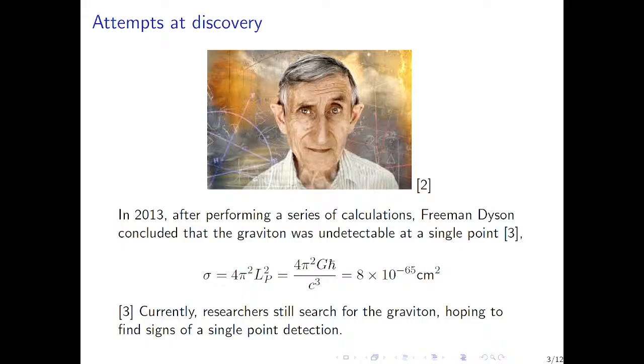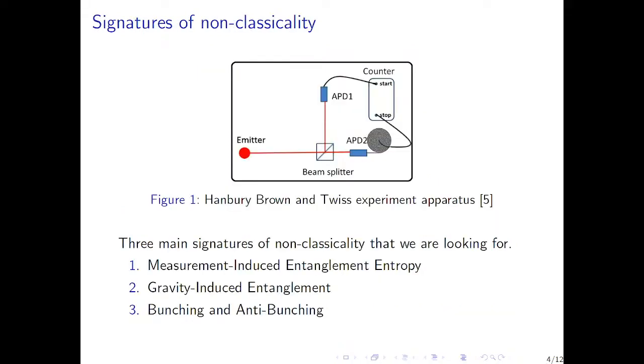Nevertheless, researchers still search for the graviton through these single point detections, trying to find if we can actually see the graviton just through any singular event. However, what I'm here to talk about today is using bipartite detections to find signatures of classicality within gravitational waves.